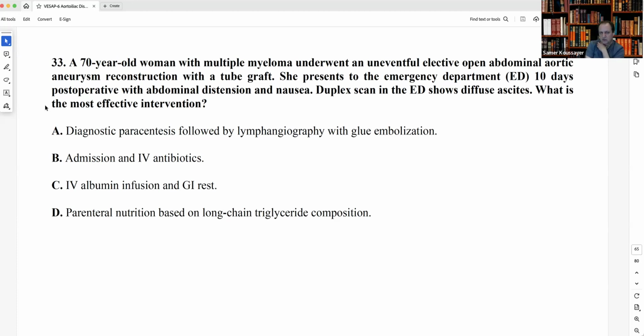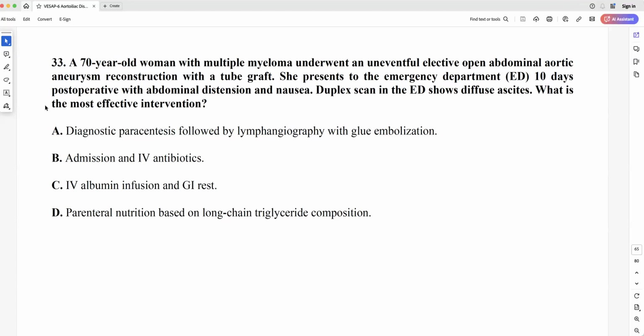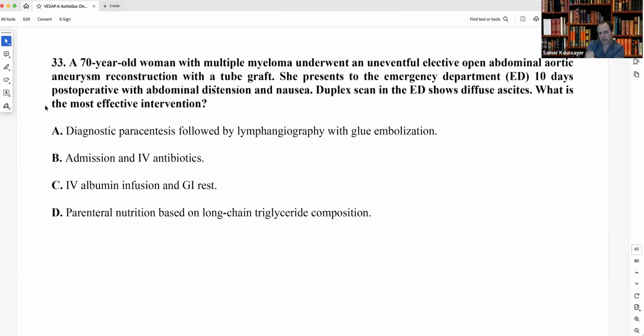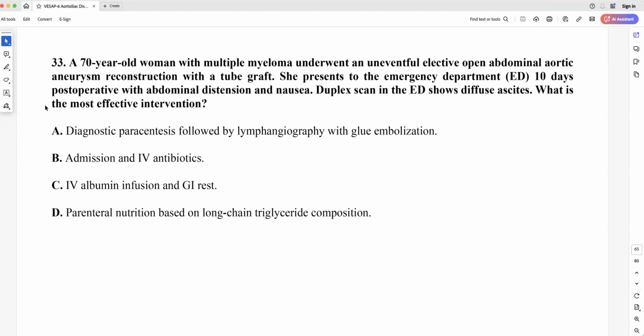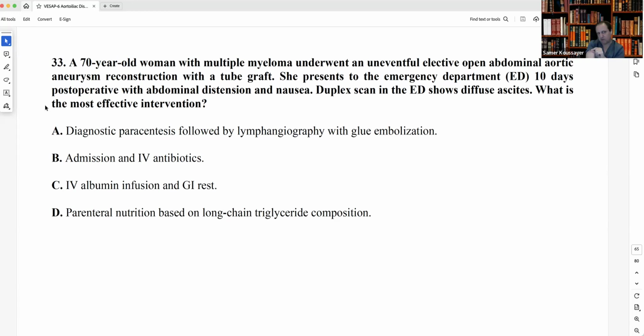So how do we treat it? NPO, TPN, long chain fatty acids. Okay, that's correct. But they asked what is the most effective. You see, the reason we go back to the question is that you have to read the question. Most effective strategy. Not what is the best, not what is the next step, but the most effective treatment.